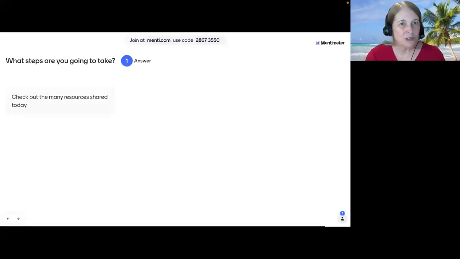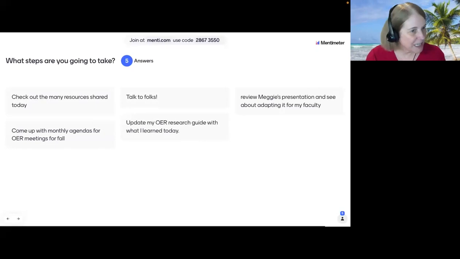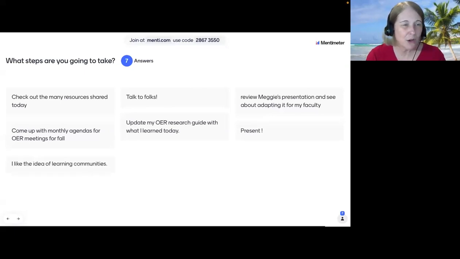I encourage people in workshops to add a note to your calendar, just one little thing that you can do to move yourself forward with OER, whether it's to reach out to somebody, to follow up, check out the many resources shared today, come up with monthly agendas. Yes, update OER research guides. Highly encourage you to look at what other people have done with OER LibGuides and research guides. There are some great examples out there.